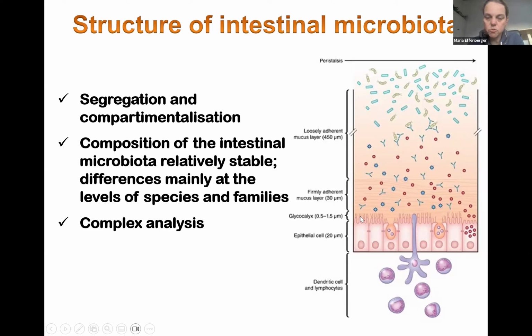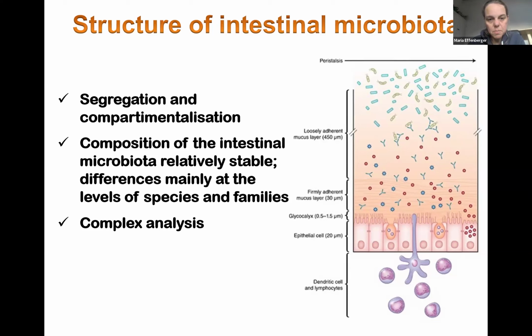And then you have the epithelial and the dendritic cells and the lymphocytes who are helping transport things also via the gut-blood barrier into the blood. And there, these cells, the lymphocytes and the dendritic cells, are of course the most important thing for immune modulation. So what is really important is that the composition of the intestinal microbiota is relatively stable.